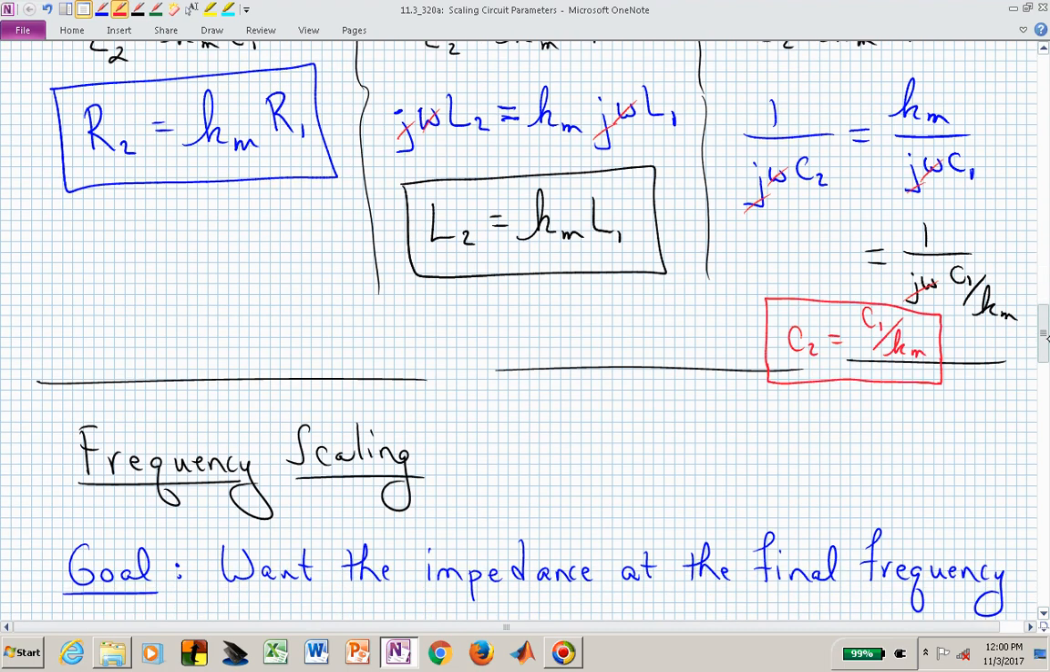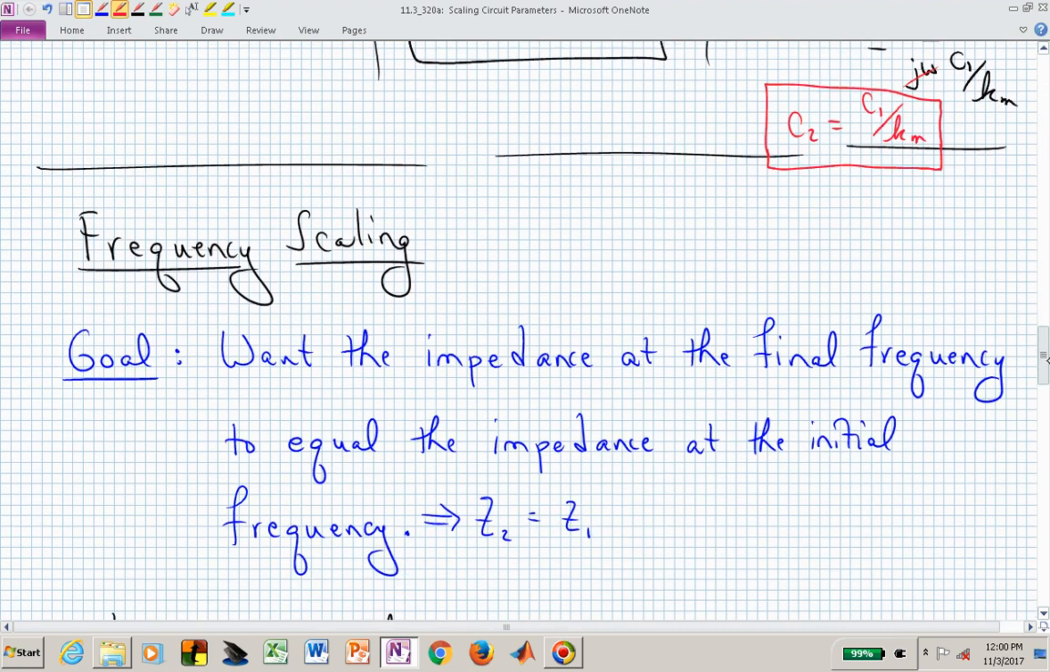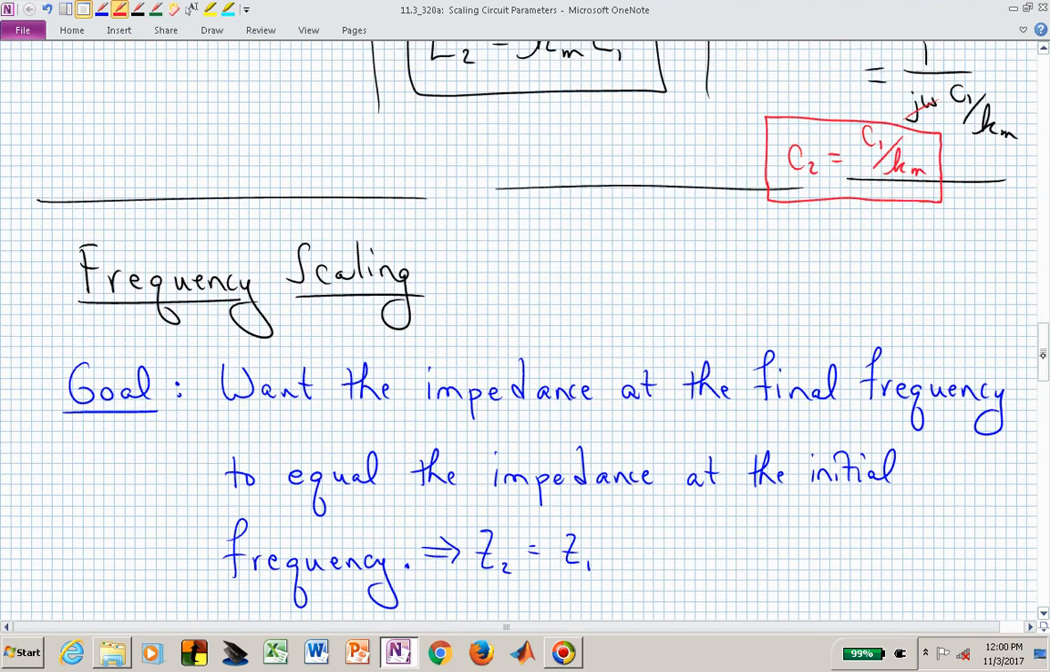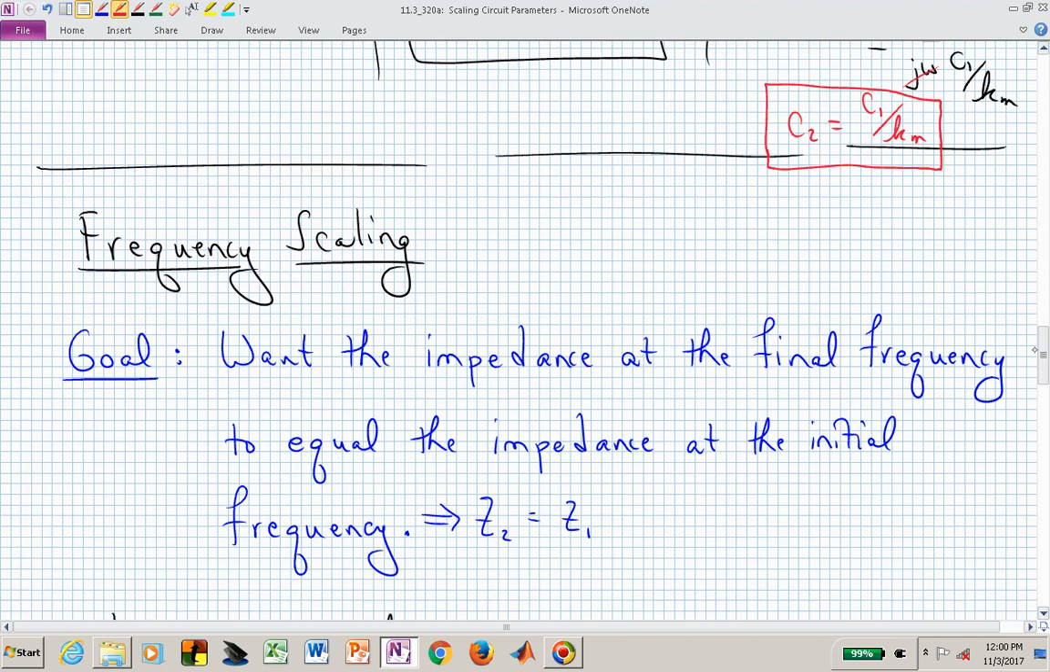Let's now talk about frequency scaling. With frequency scaling, we want the impedance at the final frequency to equal the impedance at the initial frequency. So here you might think of, oh, if I had a low-pass filter with a bandwidth of 1, I don't want a bandwidth of 1. Maybe I need a bandwidth of 10. Oh, how do I now perform or find the right parameters in my circuit to move from a bandwidth of 1 to a bandwidth of 10?